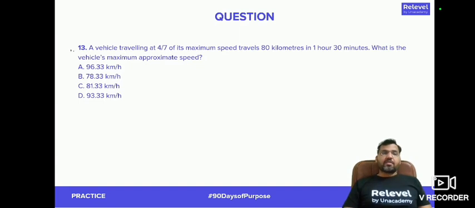Moving on to the next question, number 13. A vehicle traveling at 4 by 7 of its maximum speed travels 80 kilometer in 1 hour 30 minutes. What is the vehicle's maximum approximate speed?